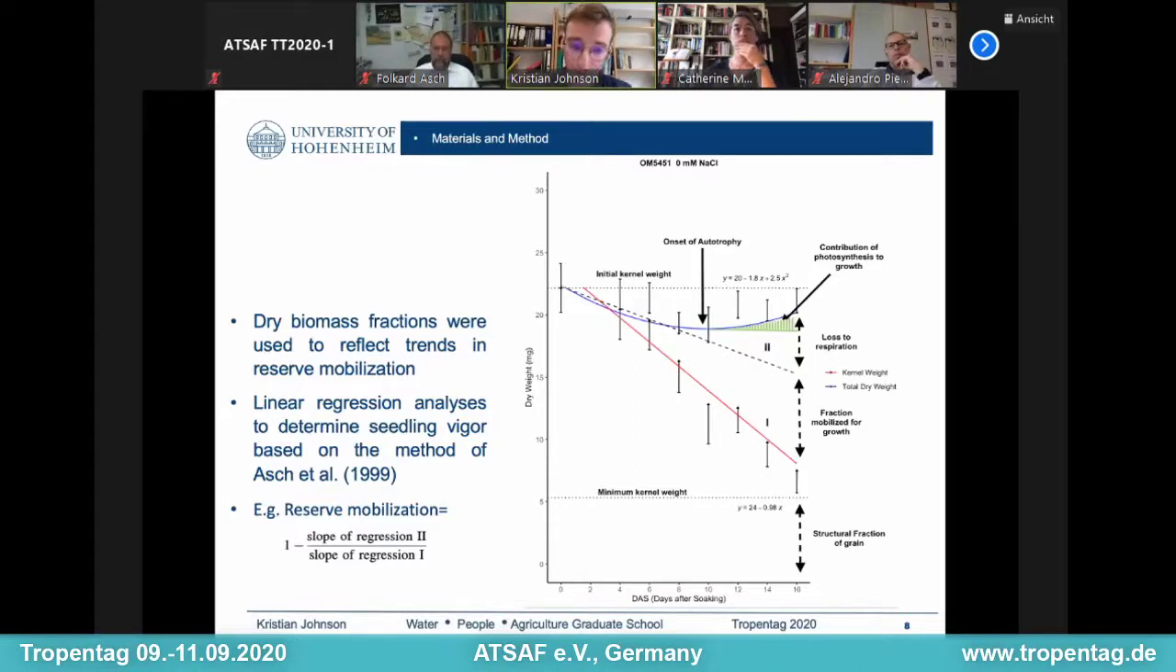We've also applied a third regression, here named 2, which is simply reflecting the growth over time without taking into account photosynthesis. And based on these 3 lines, we're then neatly able to capture the energetic losses to respiration, the fraction mobilized for growth, as well as, you can see in the very bottom, an actual structural fraction of the grain in which there's actually no energy that can be provided.